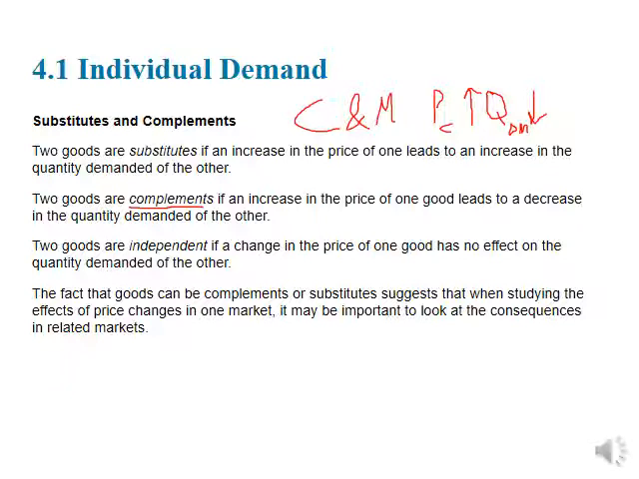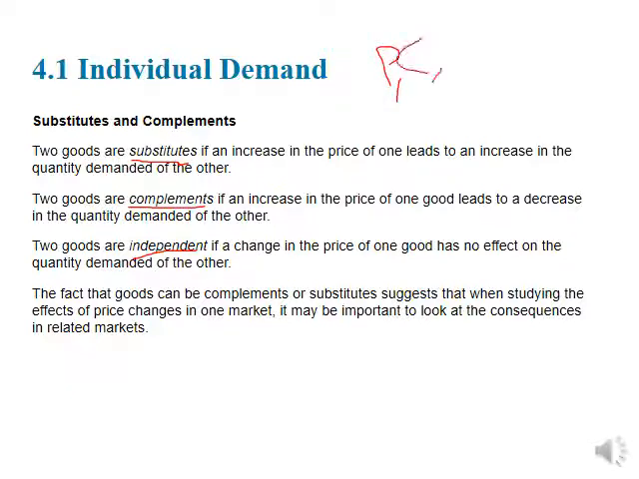Not all goods have to be one or the other. Goods can be independent if a change in the price of one has no effect on the quantity demanded of the other. One interesting way to check whether goods are substitutes, complementary, or independent is to look at that price consumption curve that we talked about earlier in this lecture.